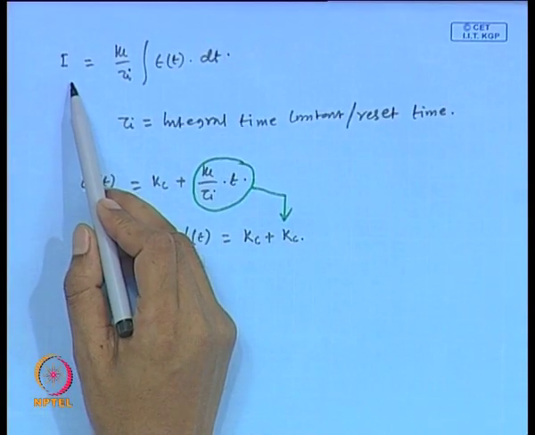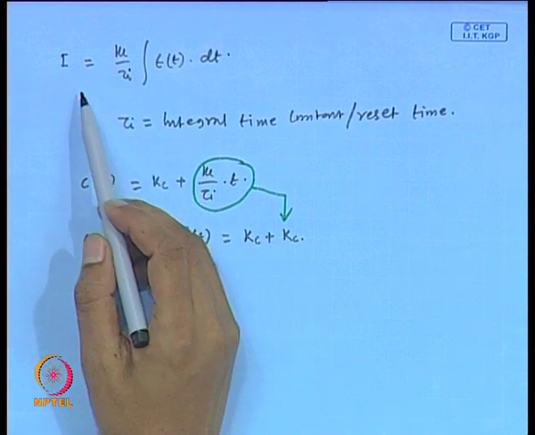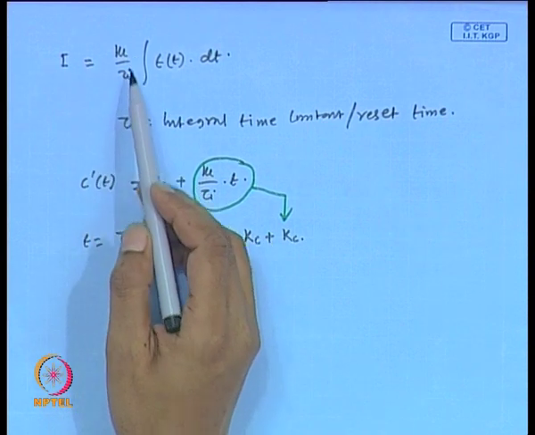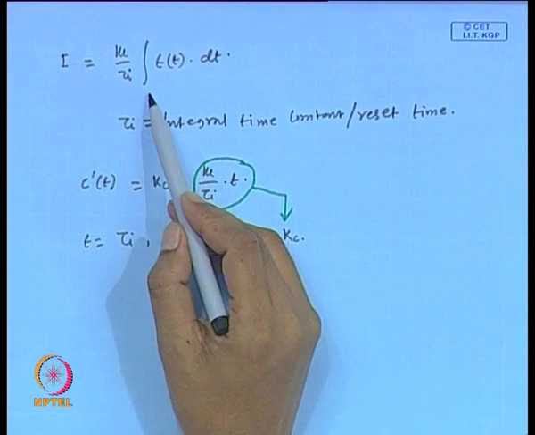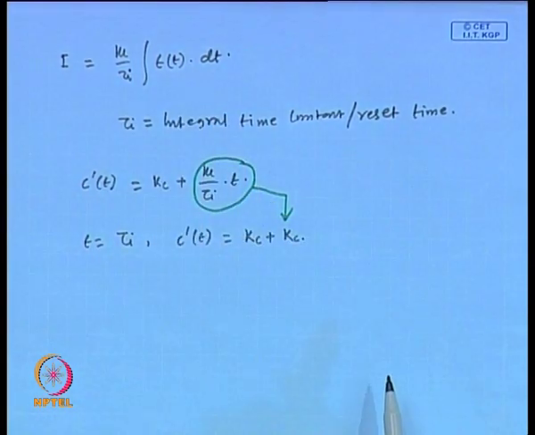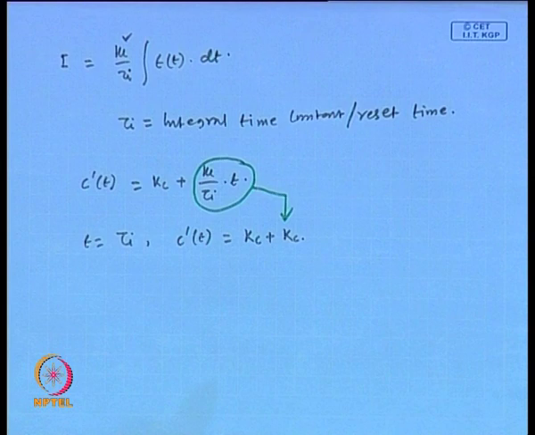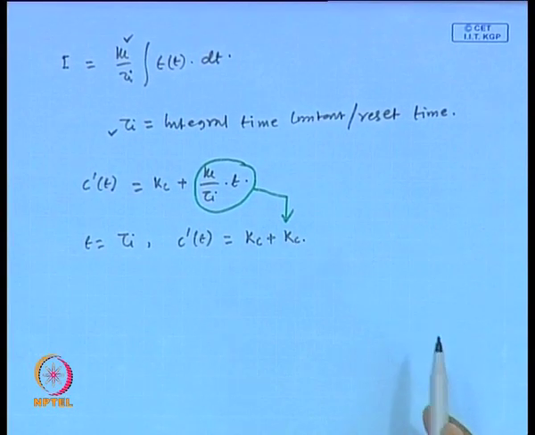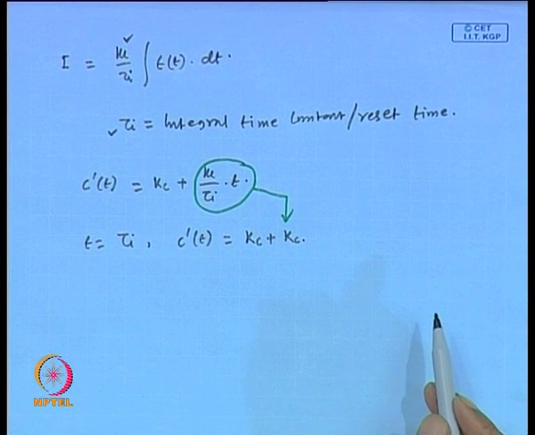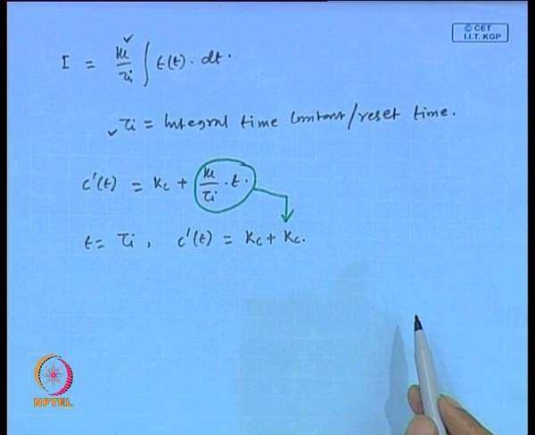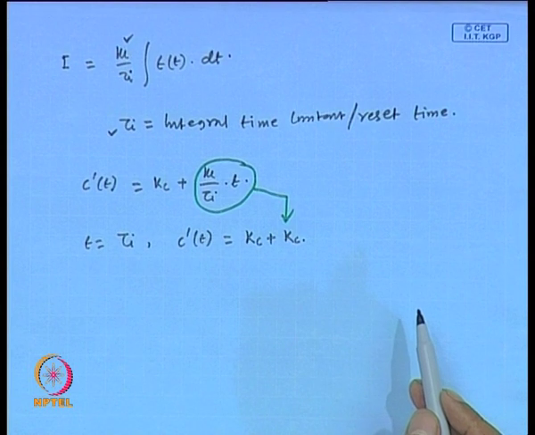The integral action can be represented by this form: integral action equals Kc divided by tau I times the integration of error t dt. Now, the tuning parameter Kc is present also for the P only controller. The additional term tau I is present with this PI controller. That tau I is called the integral time constant or reset time. The unit of this integral time constant is time.